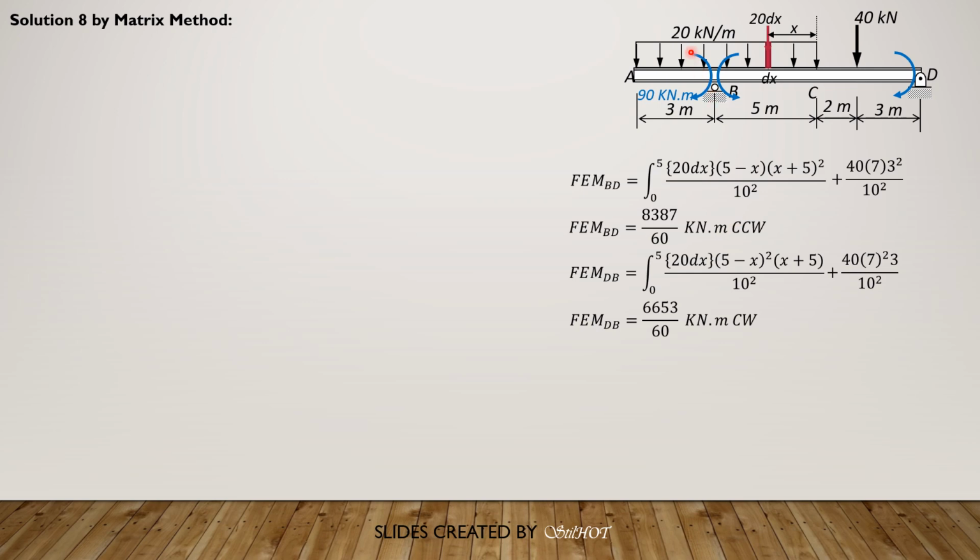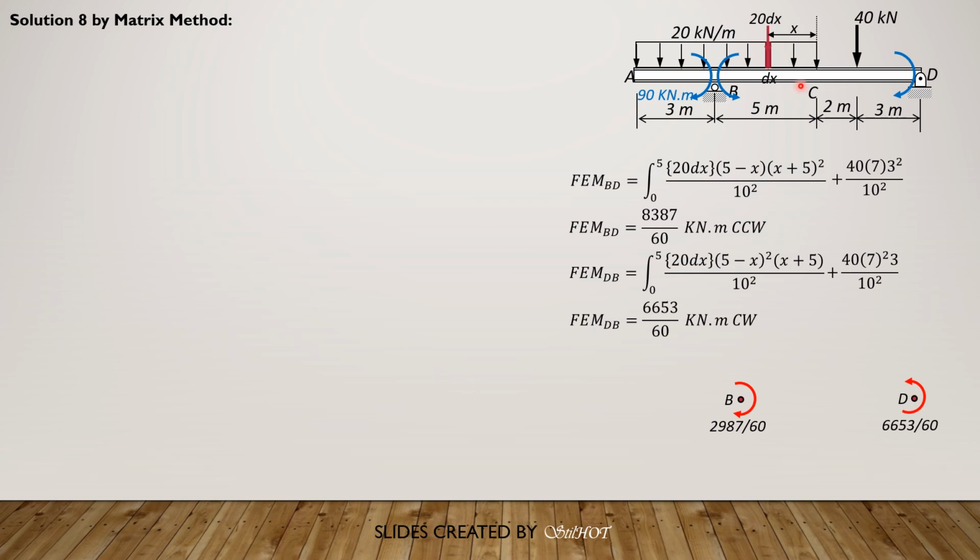So that's why the shortcut is you treat 90 clockwise as positive minus counterclockwise negative. Whatever is the result, that's the final nodal load. So 90 minus 8387 over 60, because it is negative, so you have here a negative result or clockwise, and you make it positive, 2987 over 60. Since at the other end D, there's no other load, this is clockwise, so the nodal load should be opposite, counterclockwise. So 6653 over 60 counterclockwise at D.